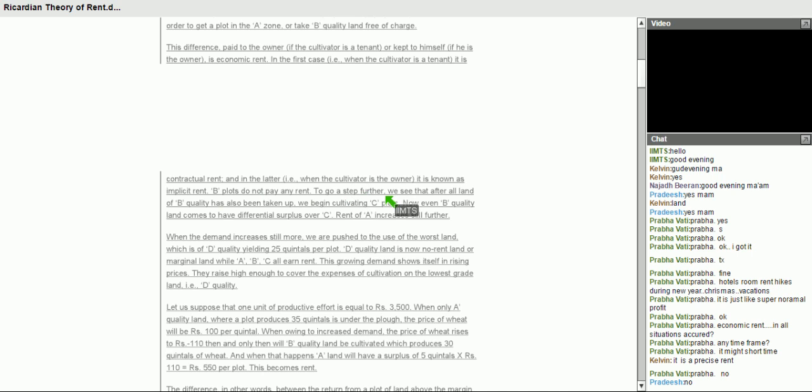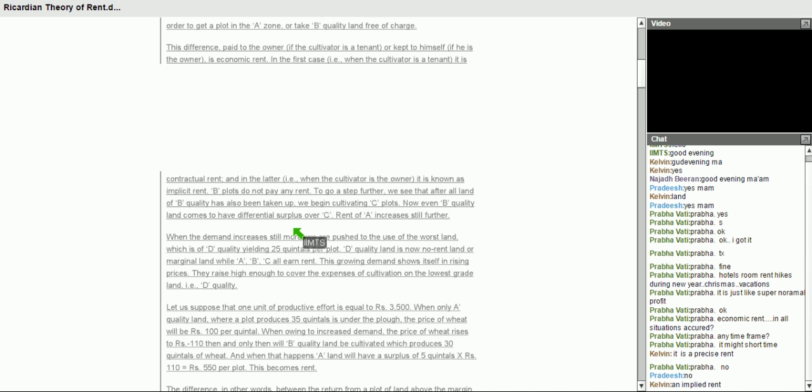To go a step further, we see that after all land of B quality has been taken up, we begin cultivating C plots. Now even B's quality land comes to have differential surplus over C. Now the demand for B land will be more than C land, because C is not as productive as B. Earlier it was B only which was productive. Now it is C. So rent of A increases still further.